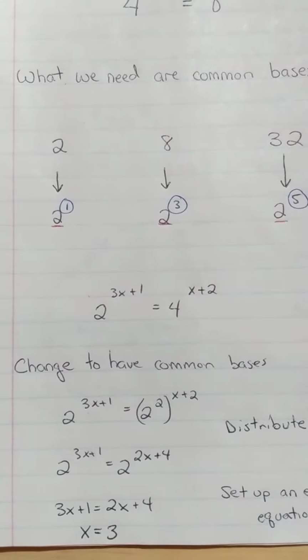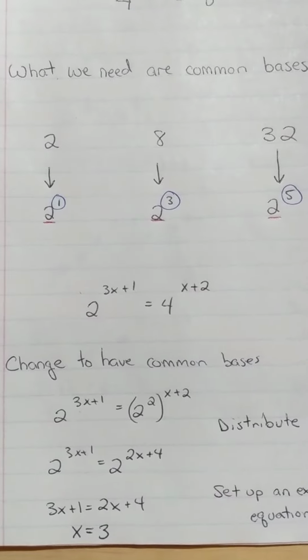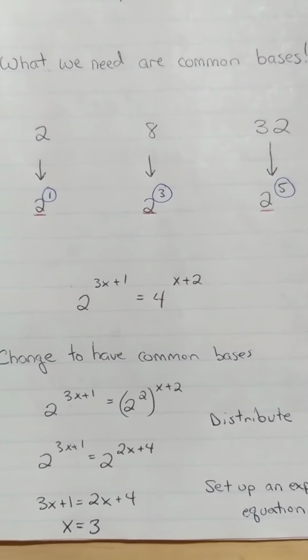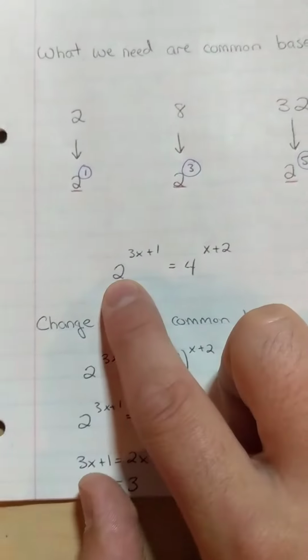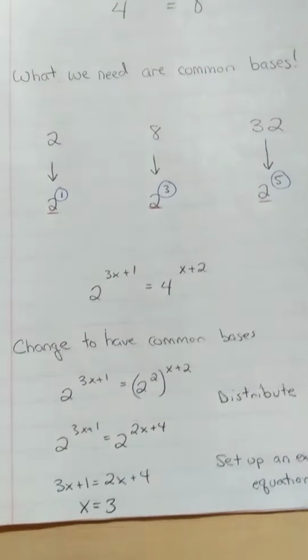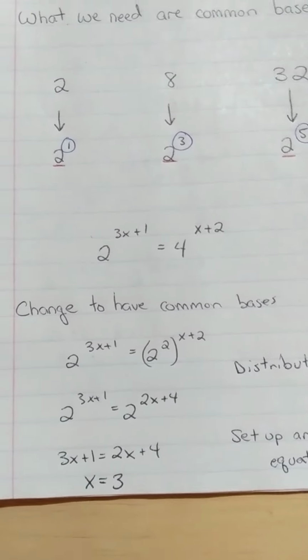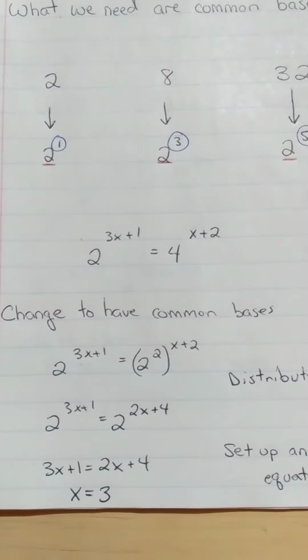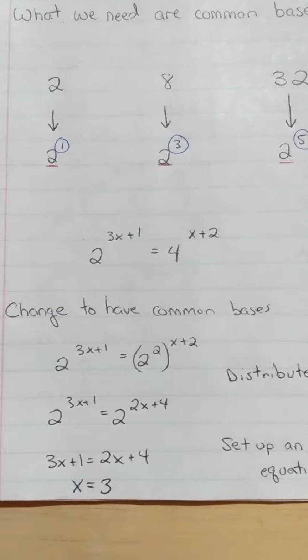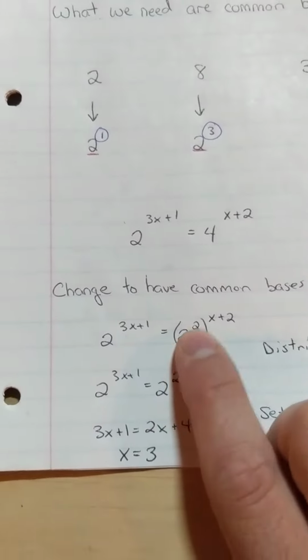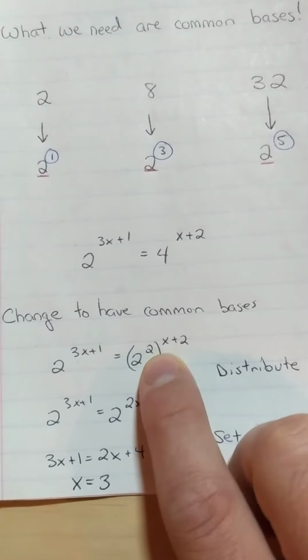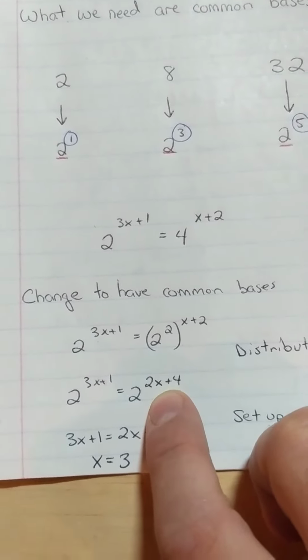So I have 2 to the 3x plus 1 equals 4 to the x plus 2. What I'm claiming is that there is a number that can go in for x to make this side equal to that side. So the first thing I do is I change so I have common bases. In this case, 2 is already 2 to the 1, but 4 can be 2 squared. So now here, I'm going to distribute the 2 to the other two exponents. So I get 2x plus 4.